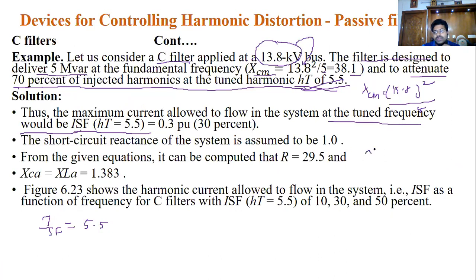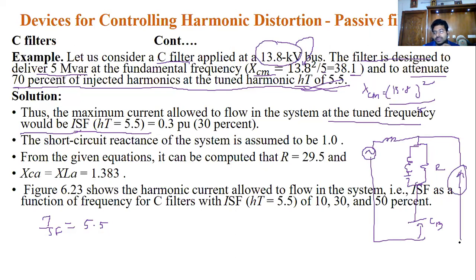You can also see this graph this way. This is R, CM. This is the low inductive, LM, CA. So this is the PCC. This is the harmonic current, IHR, IT. So this is the XSF. Can I consider that passing the current ISF? So ISF is the current. Now see this diagram, ISF is the current.